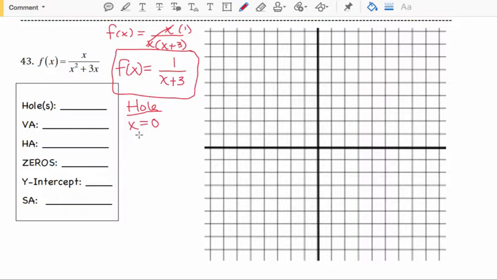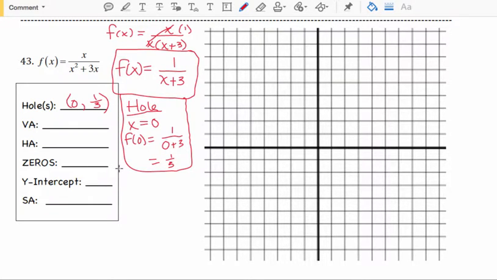But I still need to find the y-coordinate of the hole. I only really have the x-coordinate where the hole is. So I'm going to take that 0, and I'm going to substitute it back in to my modified function. So I have a hole at an x of 0 and a y of 1/3. And once again, you're not going to substitute that x value back into the original. You're going to substitute it into the modified.